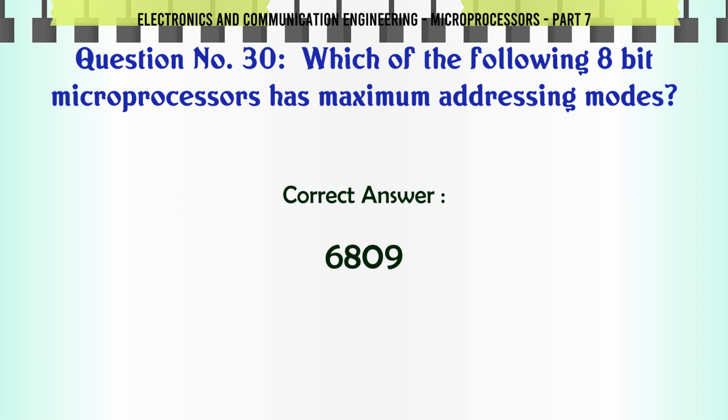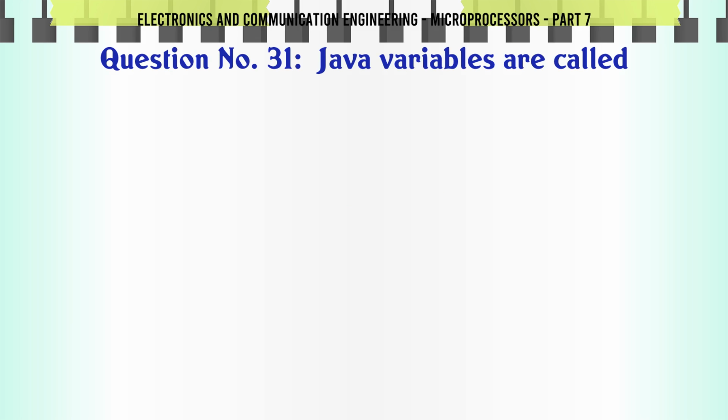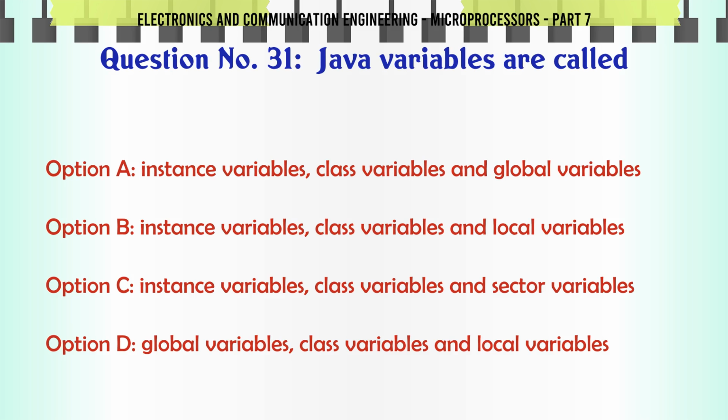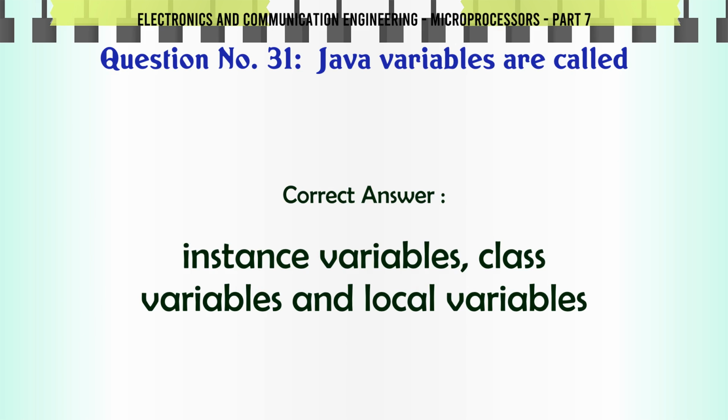Java variables are called A. Instance variables, class variables and global variables. B. Instance variables, class variables and local variables. C. Instance variables, class variables and sector variables. D. Global variables, class variables and local variables. The correct answer is instance variables, class variables and local variables.